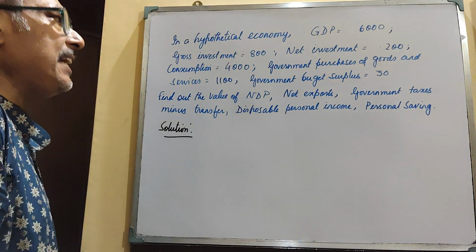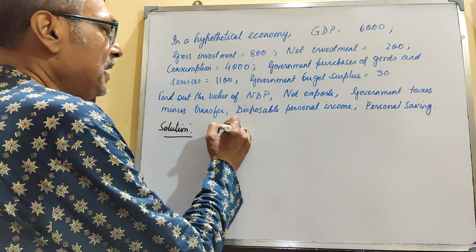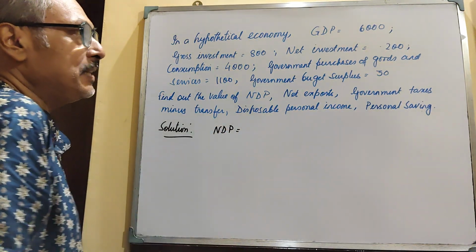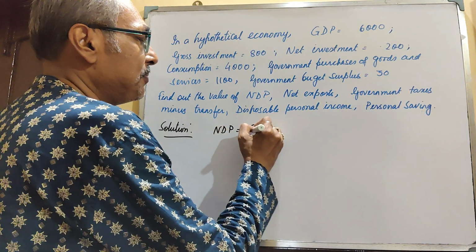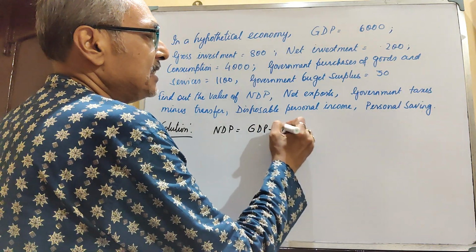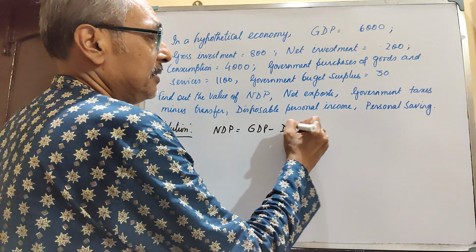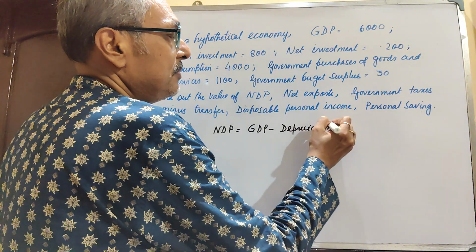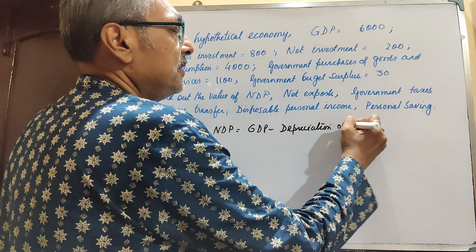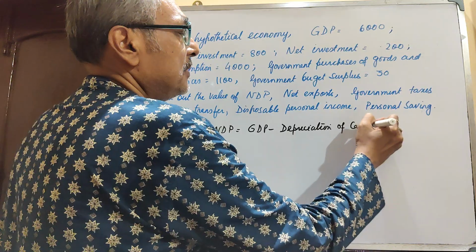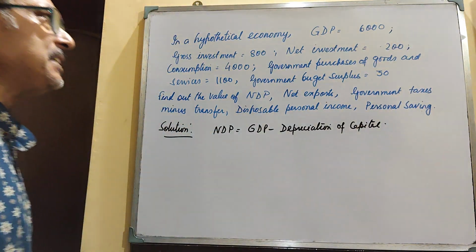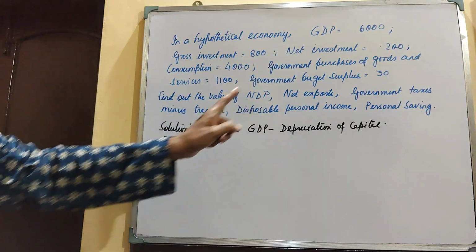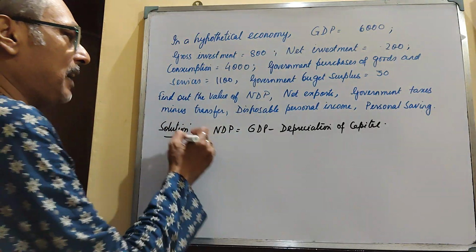Now what is NDP? NDP is net domestic product. Net domestic product is GDP minus depreciation of capital. Depreciation of capital, how to calculate? Gross investment minus net investment is depreciation of capital.